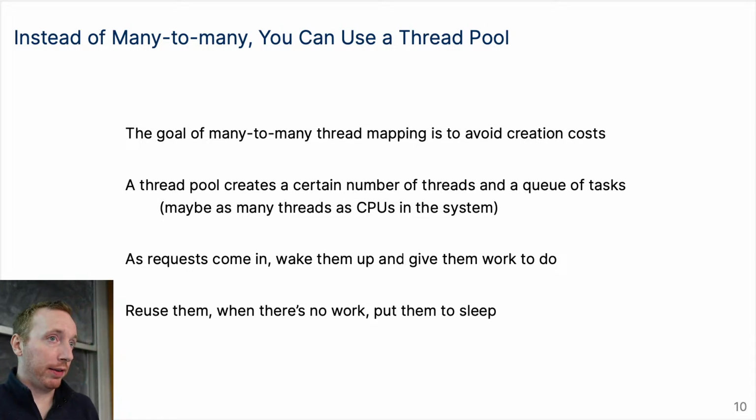So in this case, you would create, for example, your 8 kernel level threads and just keep on reusing them. Each thread would essentially have a loop that says, hey, is there any work to do in the queue? If there is, it would execute it. If not, it would just sleep until there's a new request to come in. So you'll see this technique all the time.